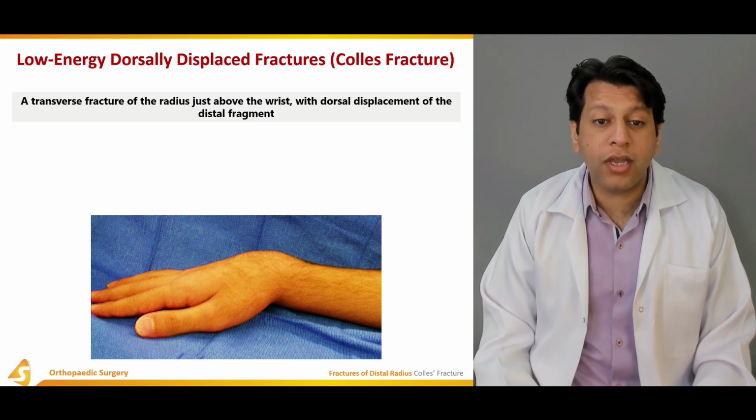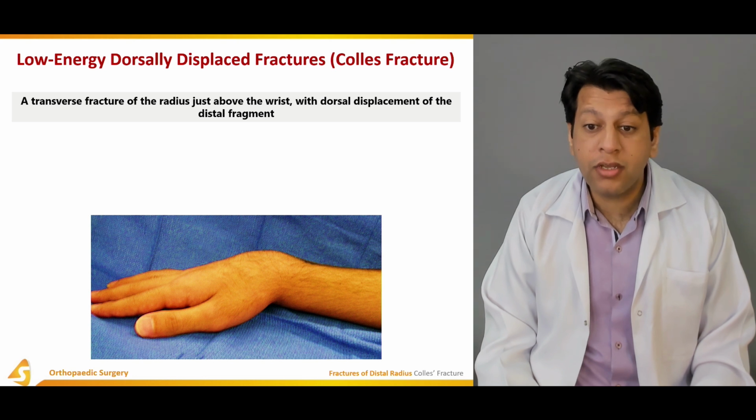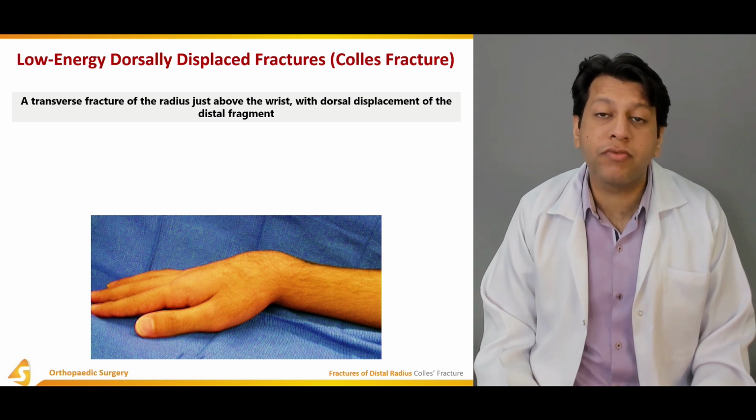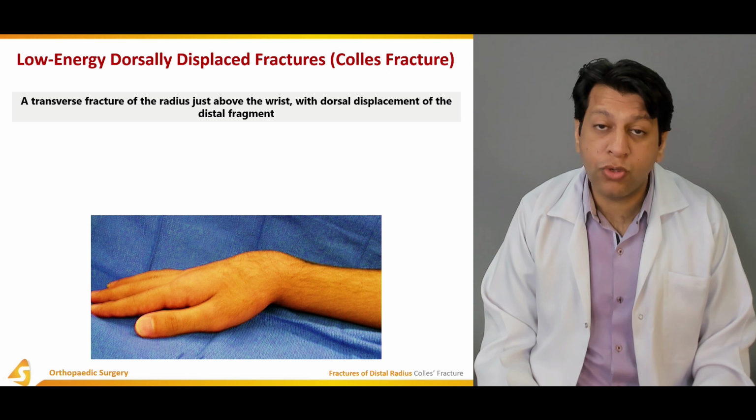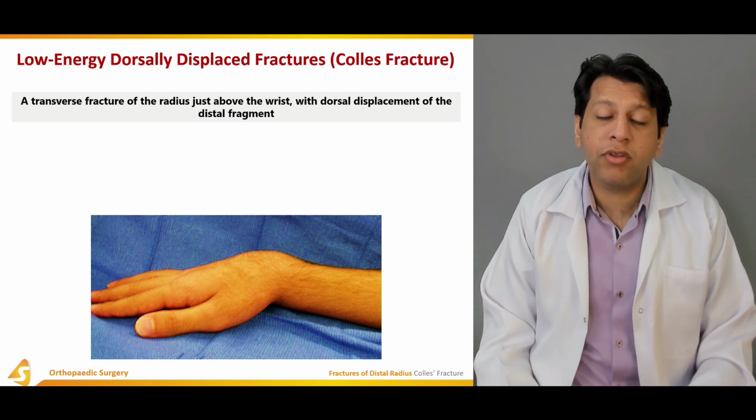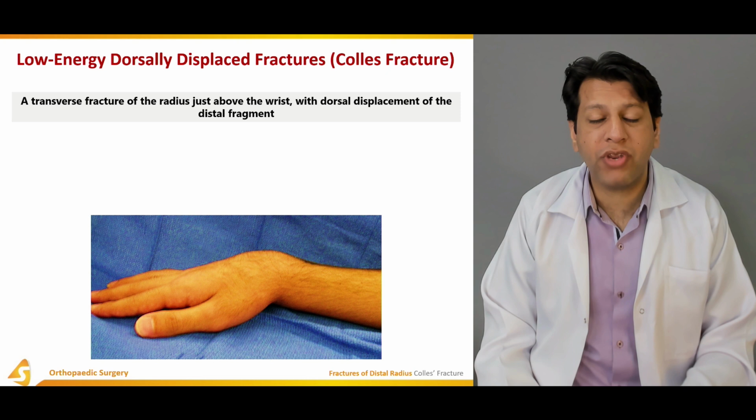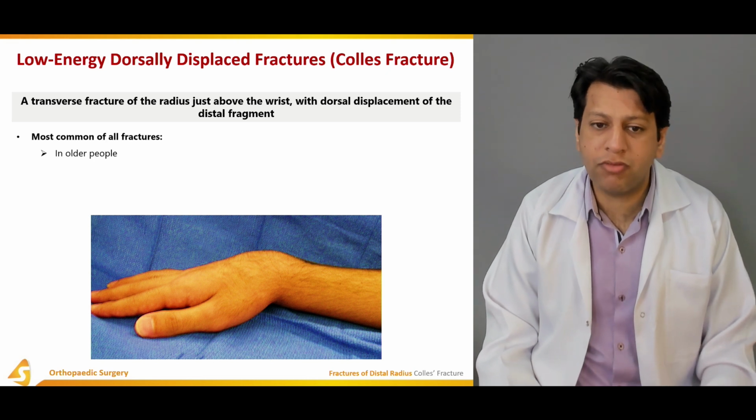So what is Colles fracture? It's a transverse fracture of the distal radius just above the wrist joint with the dorsal displacement of the distal fragment. This is very important to know, that when the distal fragment goes dorsally, it is called a Colles fracture. When it goes volarly, it is called a Smith fracture.